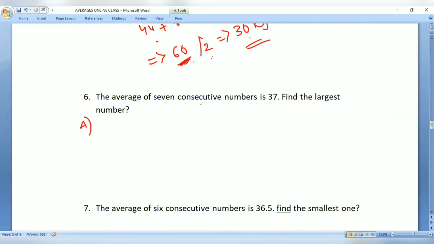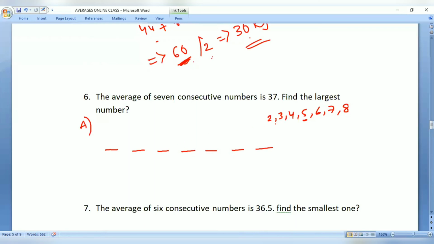Now, I think I have explained at the beginning of this concept, some consecutive numbers. Let us say 1, 2, 3, 4, 5, 6, and then 7. Like this, we have 7 consecutive numbers. What is the average? It becomes 4. So by using this concept, we have 7 numbers: 1, 2, 3, 4, 5, 6, 7.